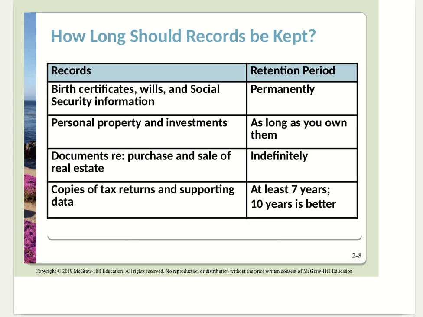So, some of the things that you want to keep and how long you may want to keep them. Things like your birth certificate or a copy of your birth certificate, any kind of wills, things like that, you need to keep permanently. These are things that should be kept more in a lockbox. Personal property investments, keep as long as you have them. Real estate records, keep indefinitely, because sometimes you may need to go back to find out what happened, how much, things like that. Copies of tax returns, keep at least 7 years or 10 years or better.